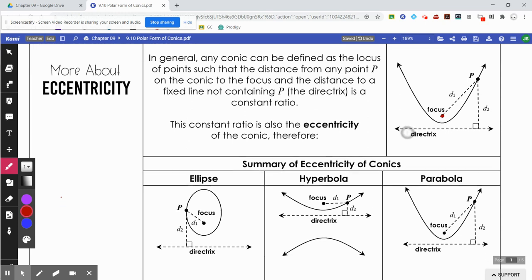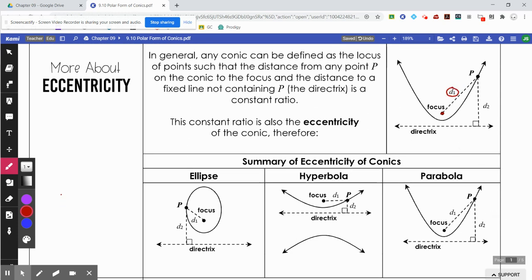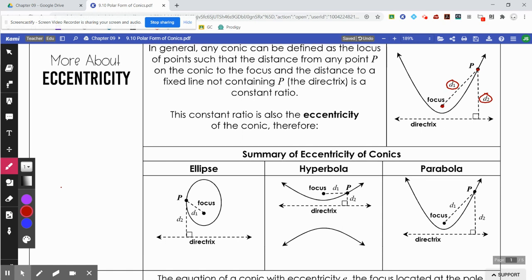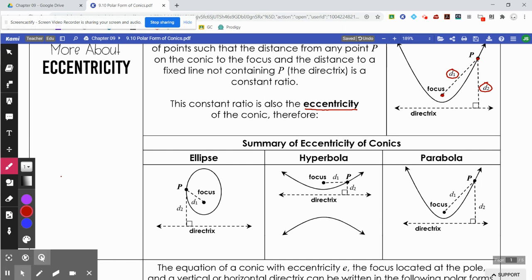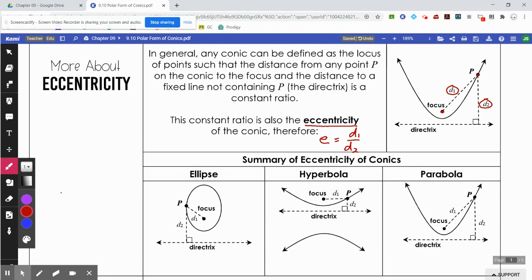So D1 in each of these is going to be the distance from the focus to the point on the conic. D2 is going to be the distance from the point on the conic to the directrix. Therefore, this constant ratio is actually the eccentricity of the conic. So eccentricity, or E, is going to be the ratio of D1 to D2. And if you remember correctly, the eccentricity of a parabola was 1, because D1 and D2 are the same distance.